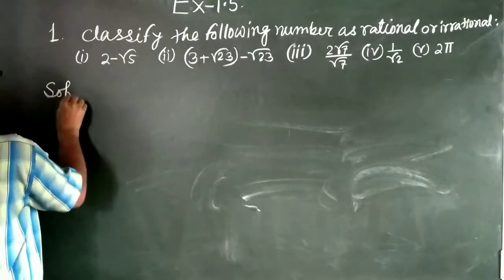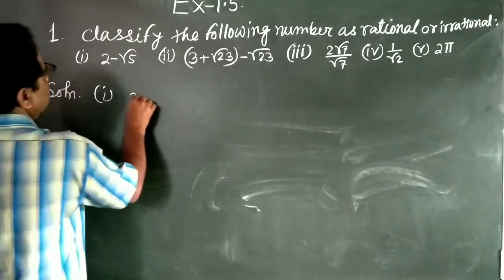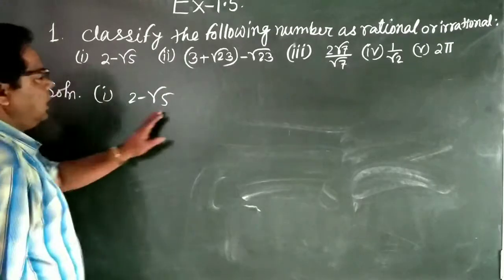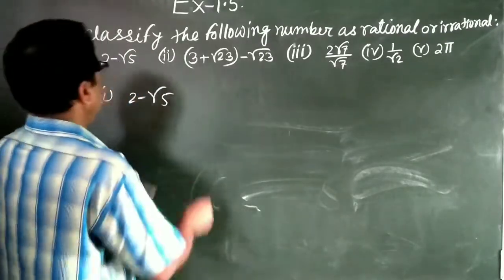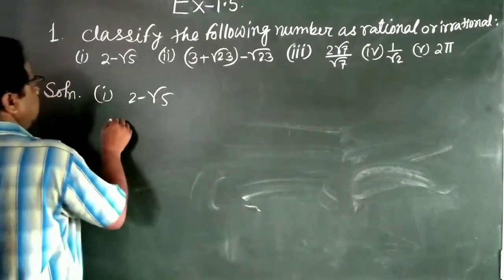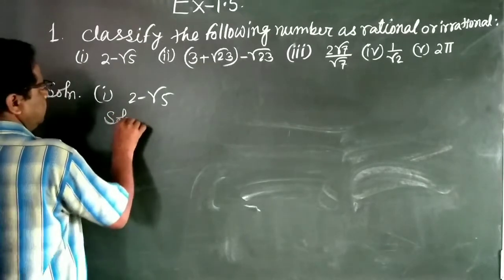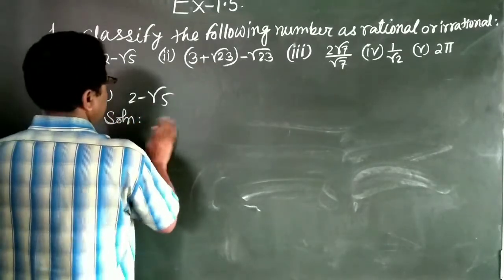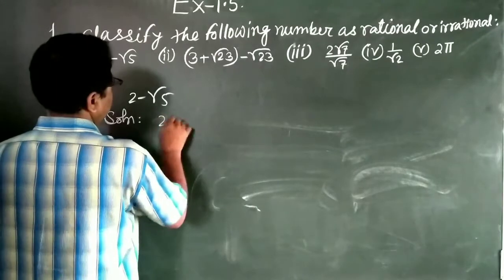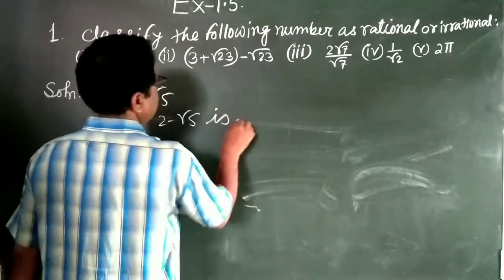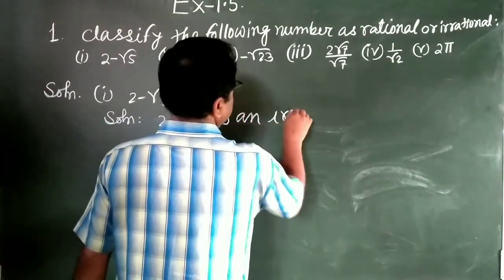Question number 1. 2 minus root 5. Here is root 5, so it is irrational. It is an irrational number. 2 minus root 5 is an irrational number.